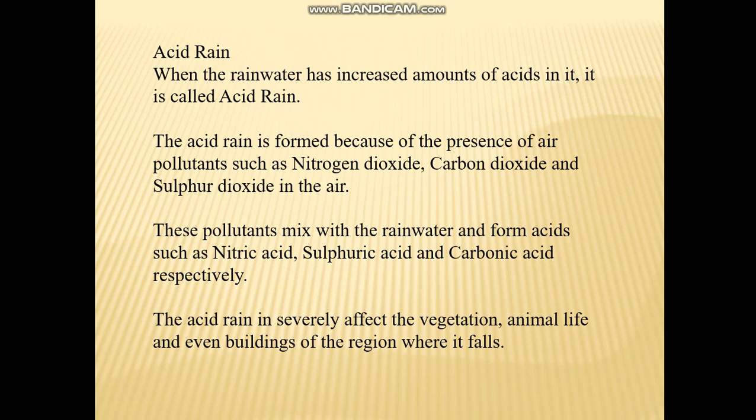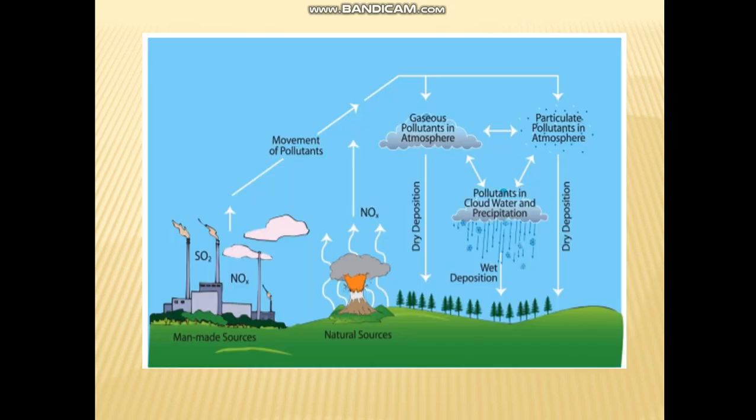Next we will see acid rain. When rainwater has increased amounts of acid in it, it is called acid rain. Acid rain is formed because of the presence of air pollutants, maybe nitrogen dioxide, carbon dioxide and sulfur dioxide in the air. These pollutants mix with the rainwater, and the oxides change into acids, namely nitric acid, sulfuric acid and carbonic acid. This acid rain severely affects vegetation, animal life and even buildings where it falls.